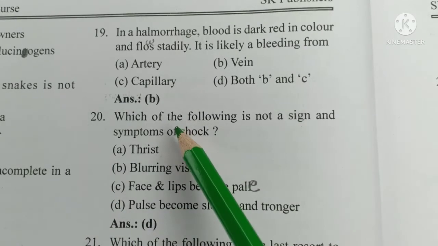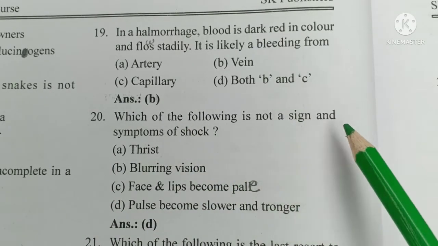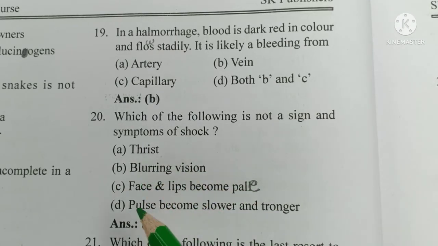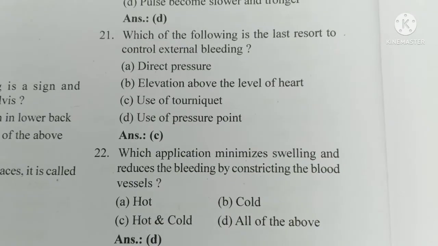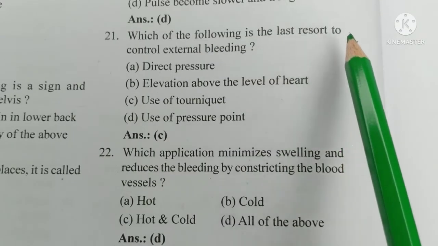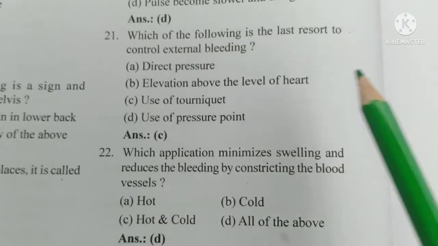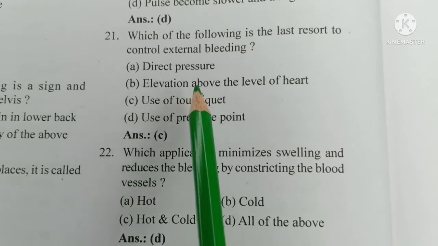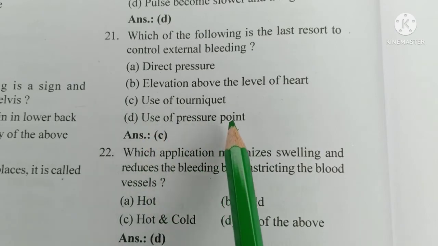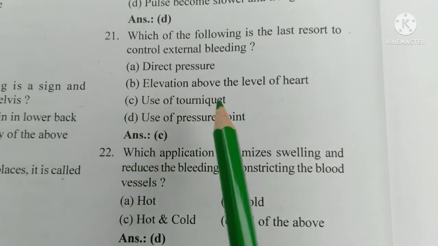Number 20. Which of the following is not a sign and symptoms of shock? Thirst, blurring vision, face and lips become pale, pulse becomes lower and stronger. The answer is D. Pulse becomes lower and stronger. Number 21. Which of the following is the last resort to control external bleeding? Direct pressure, elevation above the level of heart, use of tourniquet, use of pressure point. The answer is C. Use of tourniquet.